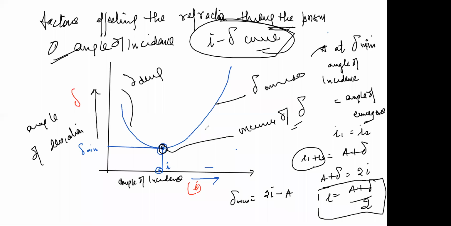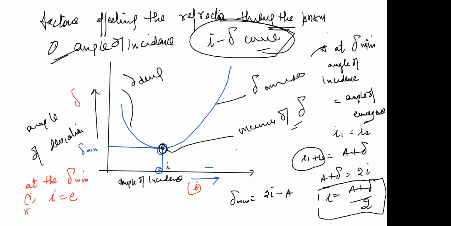And the line they ask in the exam. So the first thing, I is equal to E. I am taking up these three points here. At delta minimum, what all happens? The first thing, I is equal to E.